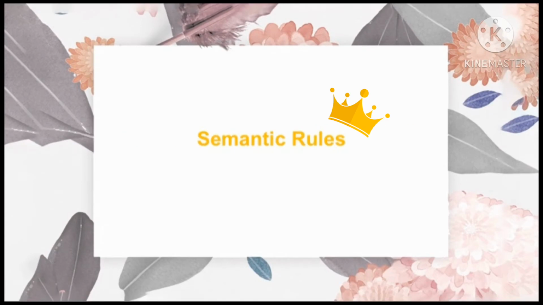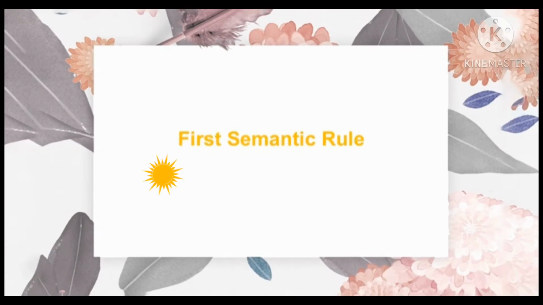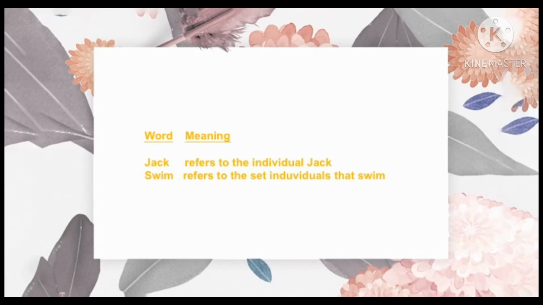Next, there are two semantic rules. First semantic rule: if the meaning of NP, an individual I, is a member of the meaning of the VP, a set of individuals, then S is true, otherwise it is false. For example, the word Jack refers to the individual Jack, and the word swim refers to the set of individuals that swim. If the NP Jack is among the set of individuals that swim, the VP, then the sentence is true.